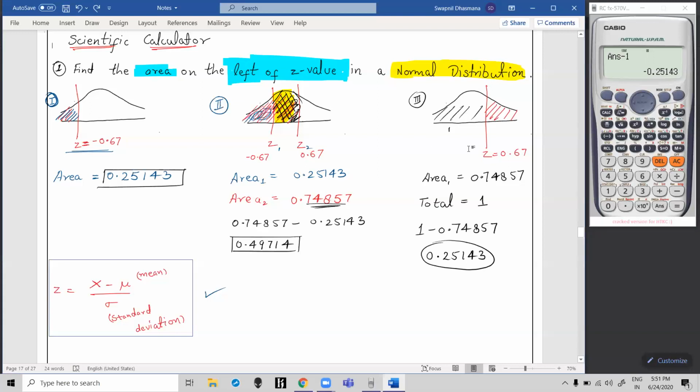Remember, if the z value is given, all you need to do is set your mode to stats. Just press 1, then AC. Then you press shift 1, and 5 comes up. Then we will use only 1, not 2, not 3, to avoid any confusion. This is the z value. Put in the z value, and the answer will be your area.